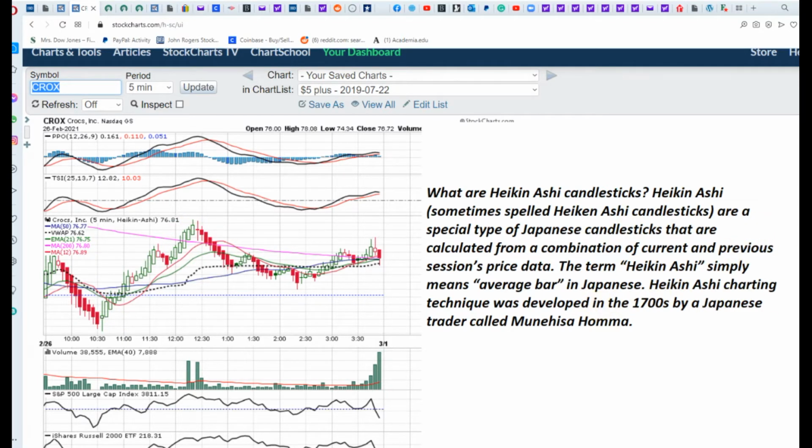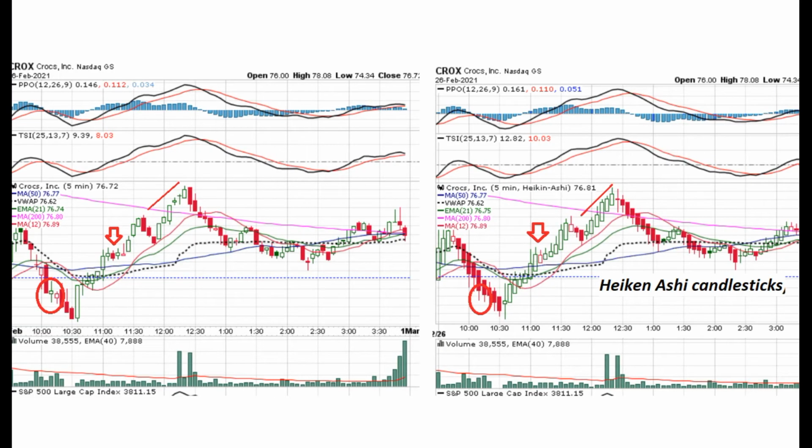So let's see how it looks the other way. Okay, so let's compare them. Here's the regular candlestick. We're measuring the same day with the same amount of time, every 5 minutes. 5 minutes here, 5 minutes here. This is just a plain Japanese candlestick, every 5-minute movement.